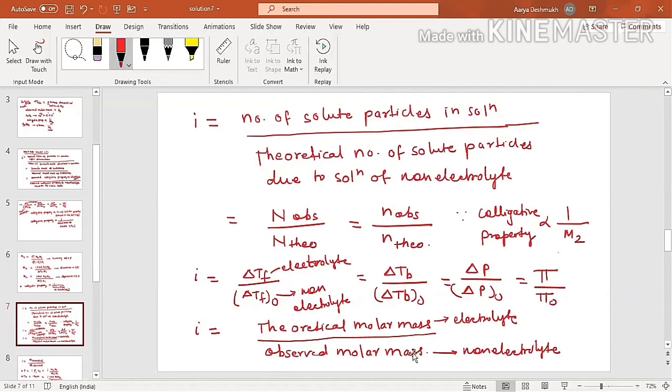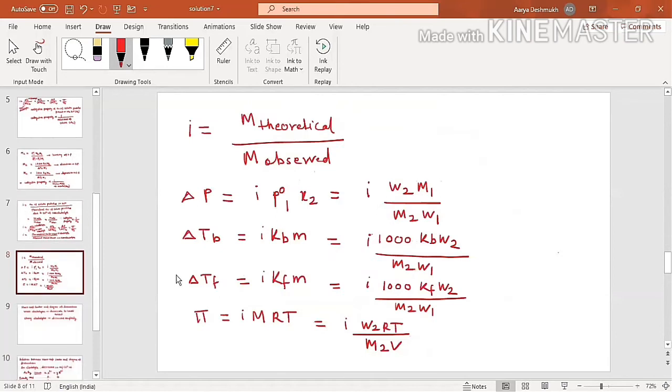So what is this i? Theoretical molar mass, that will be of electrolyte. Observed molar mass, that will be for the non-electrolyte. That ratio is called the Van't Hoff factor. You'll be more clear with this when you actually solve the problems based on this. So i is M theoretical upon M observed. Delta P is equal to P01 into X2. If you multiply this by the Van't Hoff factor, you will get the lowering of vapor pressure for electrolyte. You can write the same thing this way.